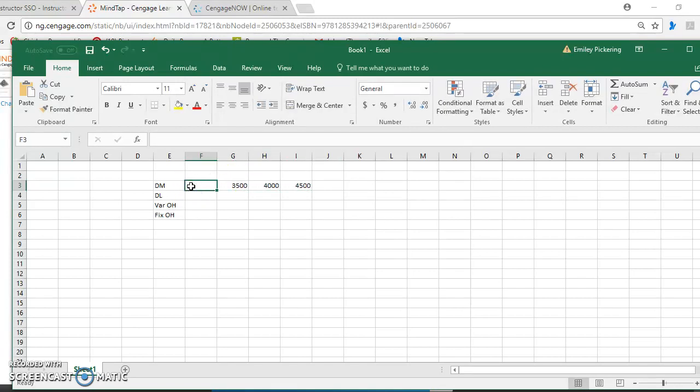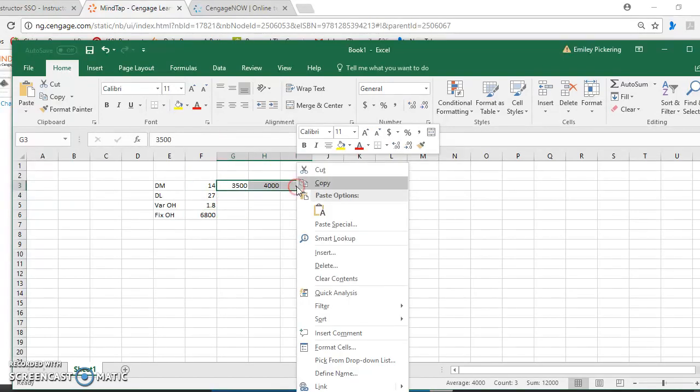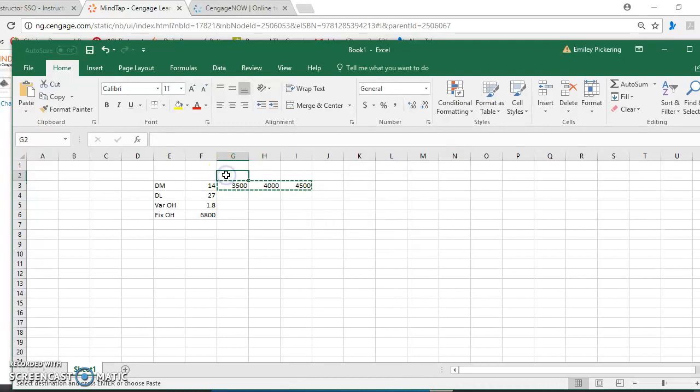So direct materials is $14 a unit. Direct labor is $27. Variable overhead is $1.80. And fixed overhead is just a flat 6,800. We're not allocating that per unit. Oops, let me actually move these up a little bit. There we go. So what I'm going to do then is take the 14 times 3,500, and I'm going to take the 27 times 3,500, just like that.